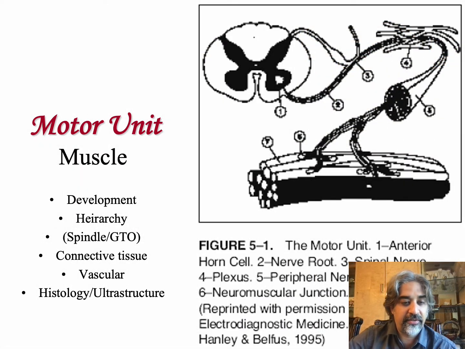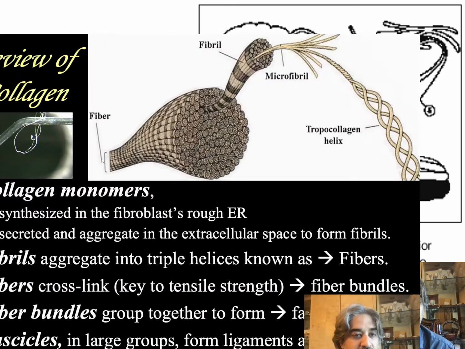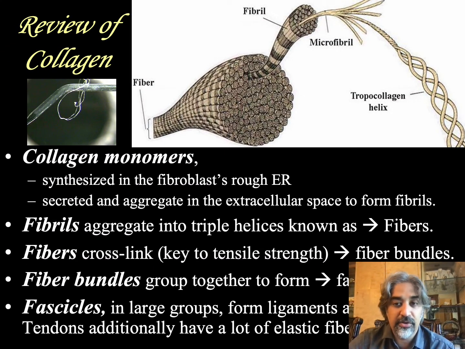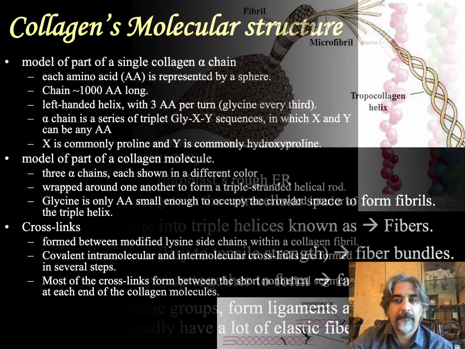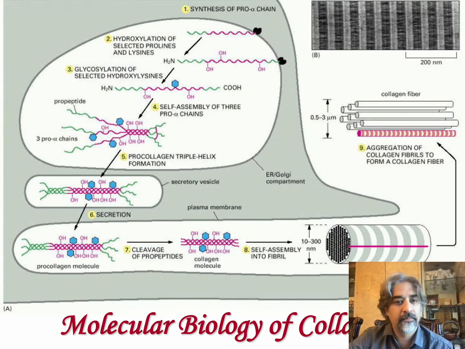There's plenty of connective tissue surrounding both neurons and muscle. Connective tissue has a huge component of collagen, and you learned in medical school how collagen is made of these monomers which come together to form fibrils. The fibrils form fibers, the fibers form fiber bundles, and then finally you have fascicles. It's very similar to the hierarchy of muscle, and here we have models of it, and there are crosslinks, and this is a summary of how it aggregates.